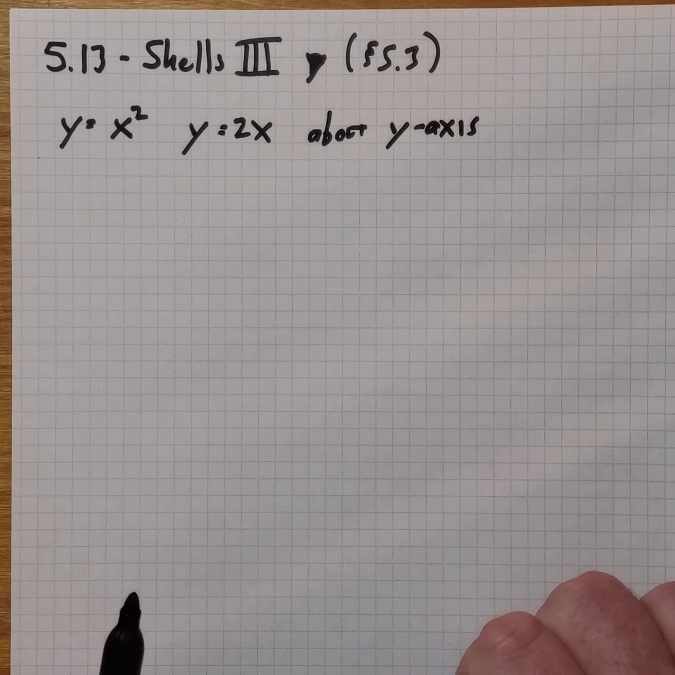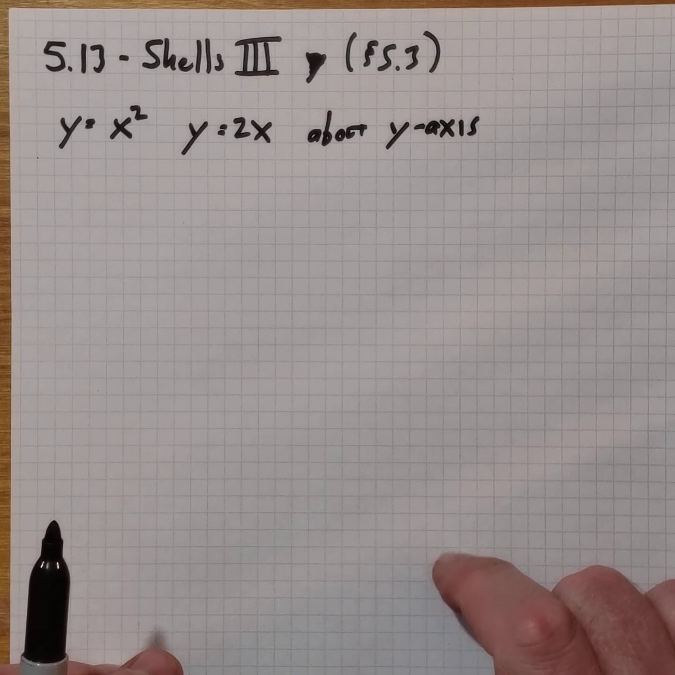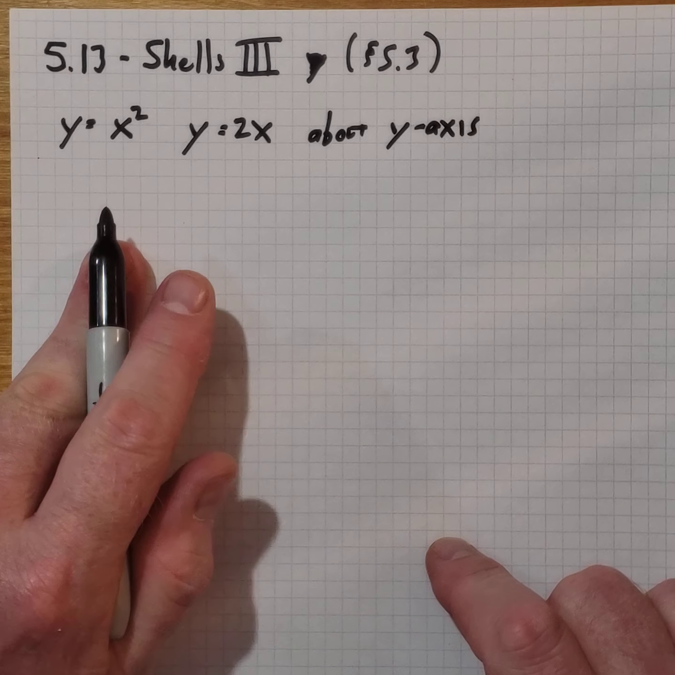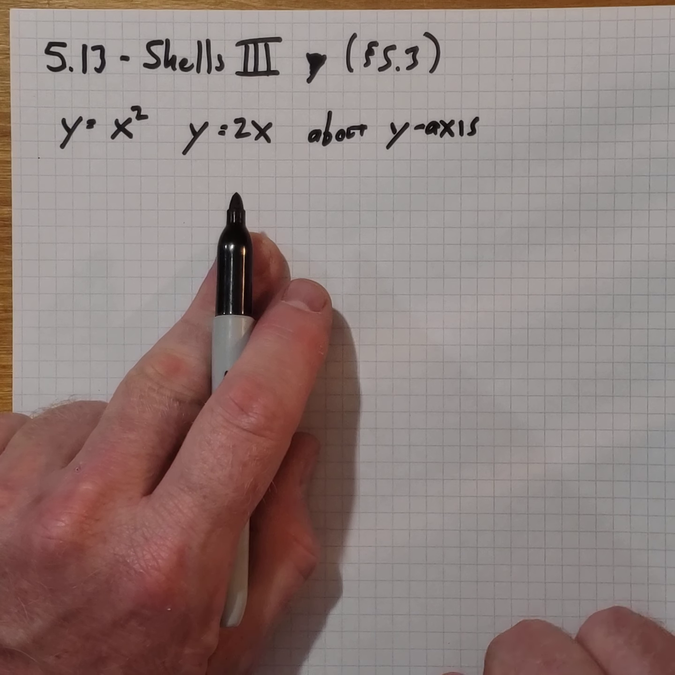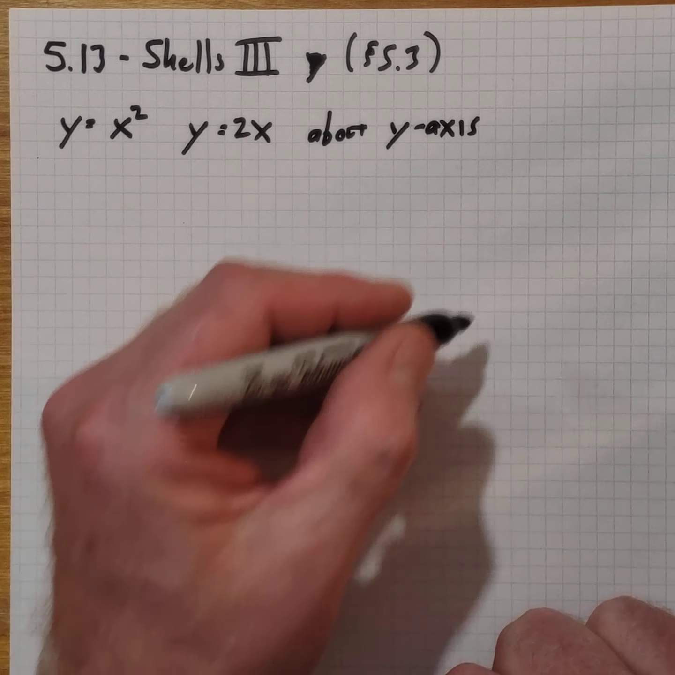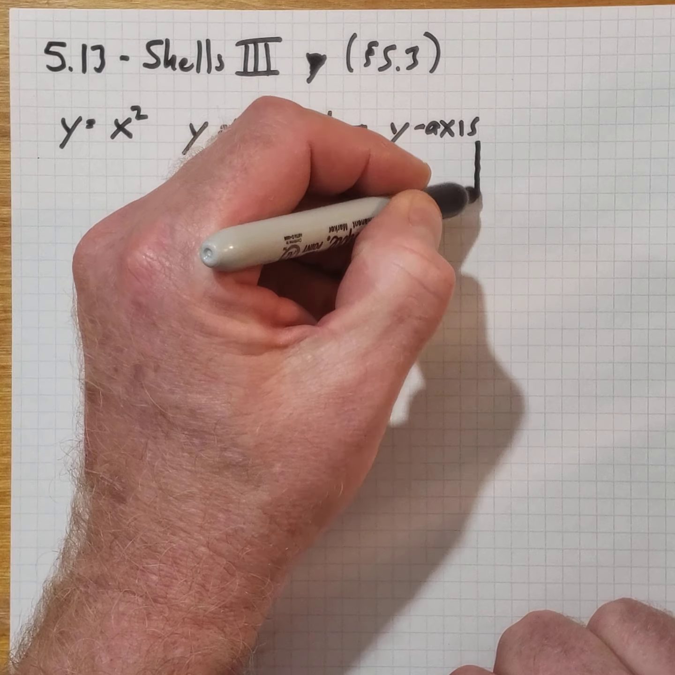We're still looking at the method of shells to find the volume of rotated solids. Here we're looking at y equals x squared and y equals 2x, another region that we have seen before. So let's take a look at that.